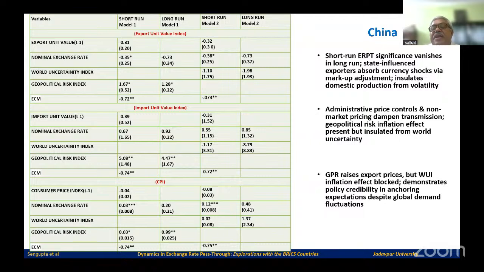Administrative price controls and non-market pricing dampen transmission in China. Geopolitical risks, inflation effect present, but insulated from world uncertainty. That's what we said. GPR raises export prices, but WUI, inflation effect blocked, demonstrates policy credibility in anchoring expectations despite global demand fluctuations. Next.